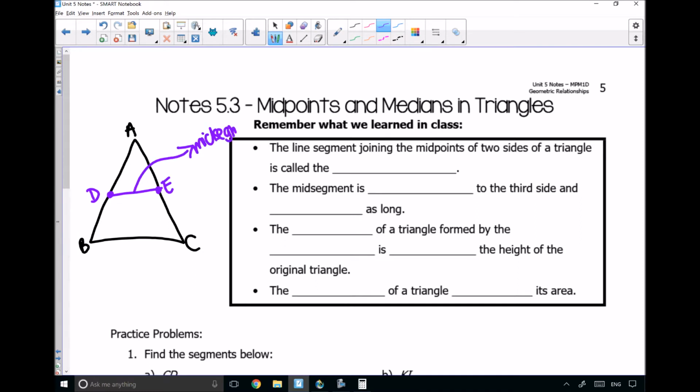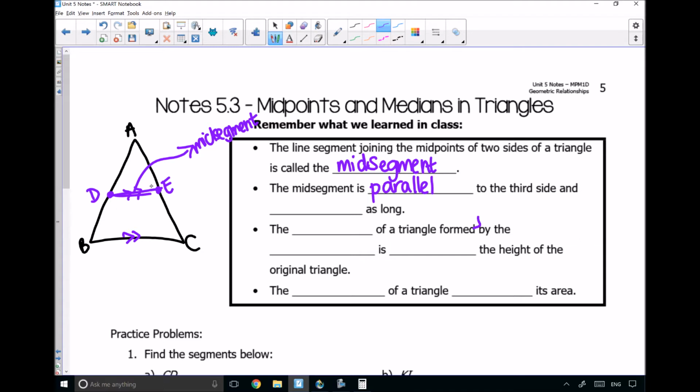The reason why it's called the mid segment is because it's the segment that connects your midpoints. So the line segment joining the midpoints of two sides of a triangle is called the mid segment. We'll say right here that this is the mid segment. And if you notice right here, this mid segment will never intersect my third side, which means that they are going to be parallel.